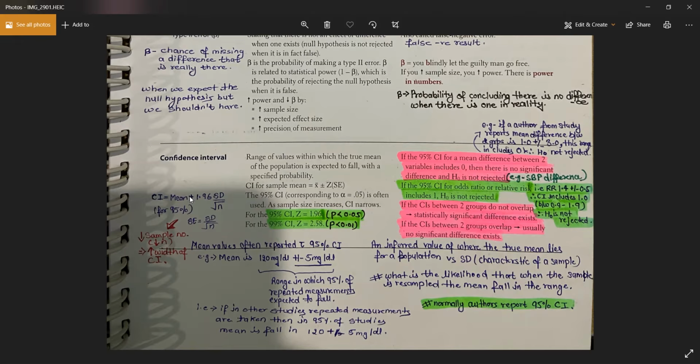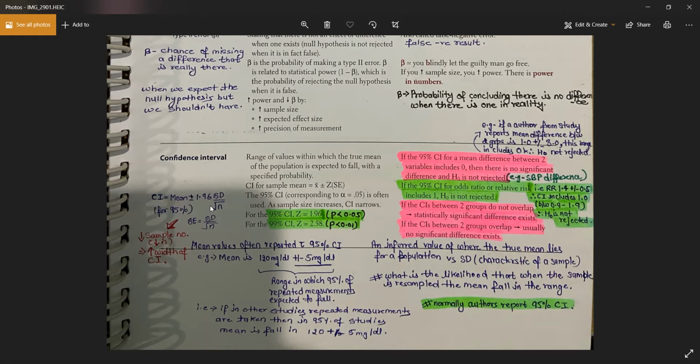If it is for the 95%, then it would be 1.96 multiplied by standard deviation by root n, which is the standard error. So mean plus or minus 1.96 times the standard error. This is for the 95%. For the 99%, the formula would be mean plus or minus 2.58 into standard error.